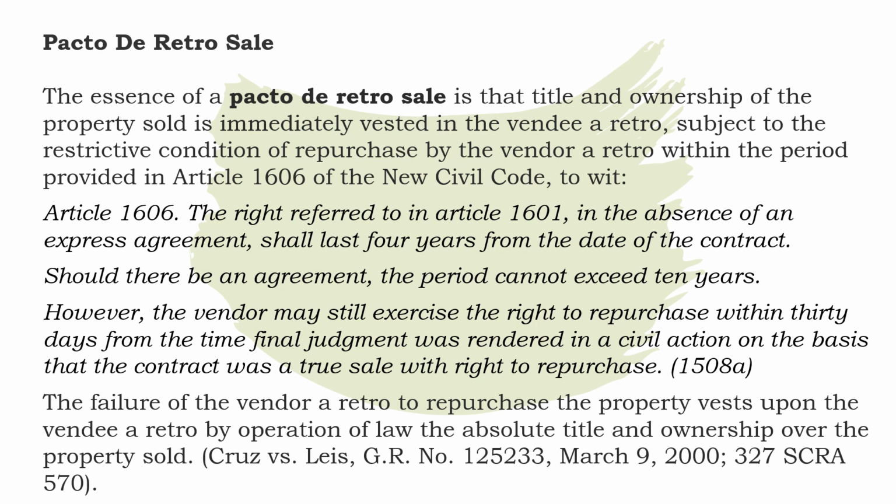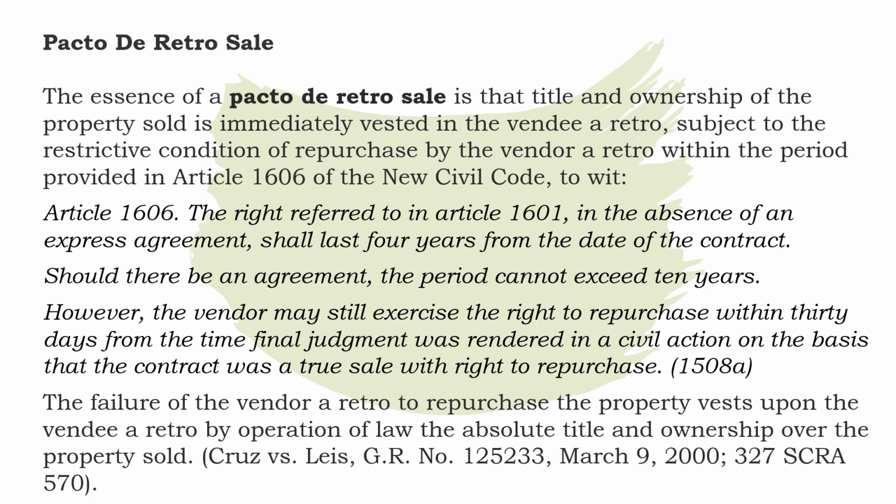The right referred to in Article 1601, in the absence of an express agreement, shall last 4 years from the date of the contract. Should there be an agreement, the period cannot exceed 10 years. However, the vendor may still exercise the right to repurchase within 30 days from the time final judgment was rendered in a civil action on the basis that the contract was a true sale with right to repurchase.